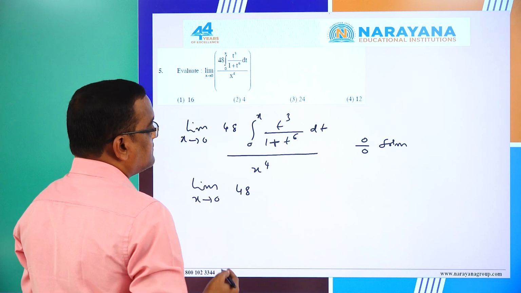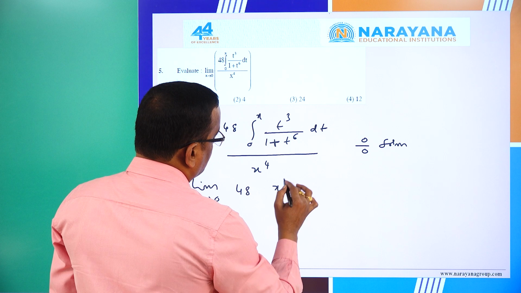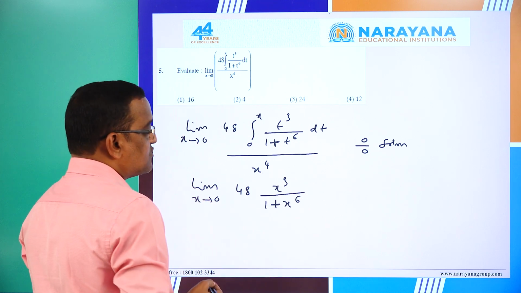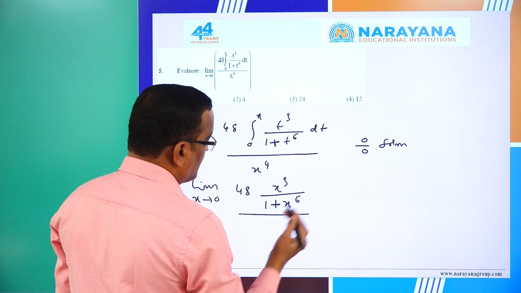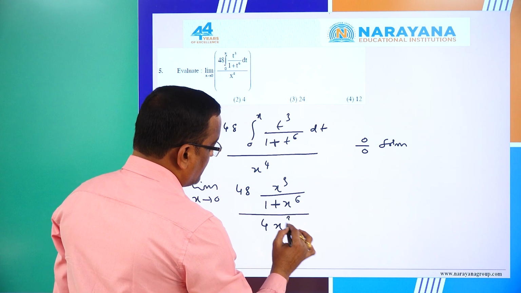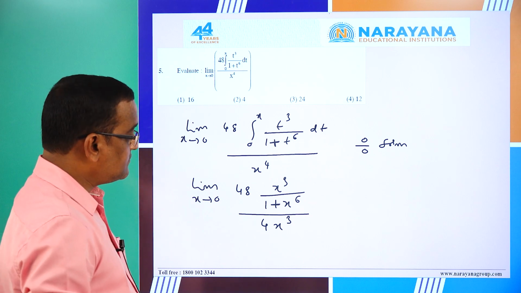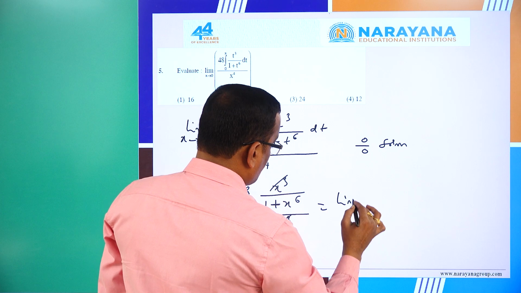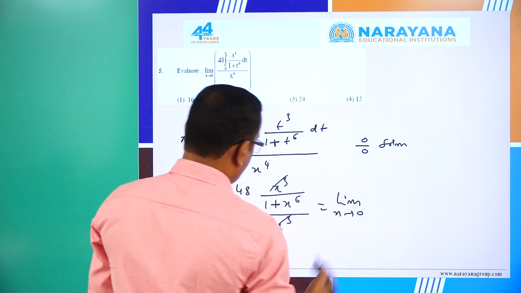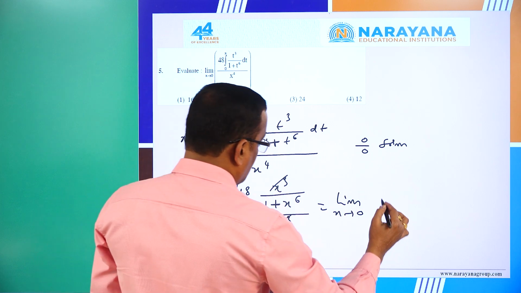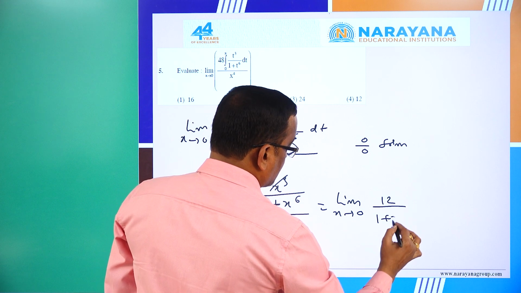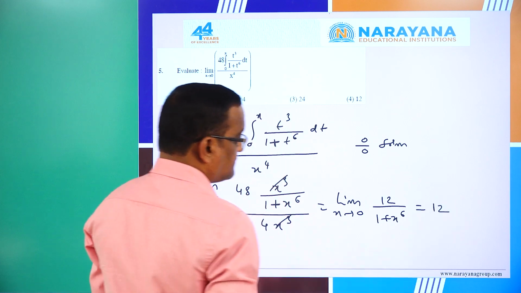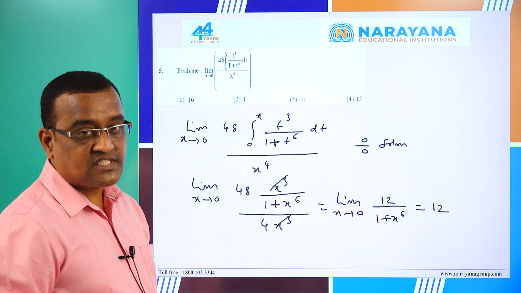48 into x cubed by 1 plus x to the power 6. This is the numerator derivative. And coming to the denominator, the derivative of x to the power 4 is 4x cubed. Here x cubed cancels. So it becomes the limit as x tends to 0 of 48 by 4, 12 by 1 plus x to the power 6. As x tends to 0, it is 12. This is the value of the limit. It's a very simple question.